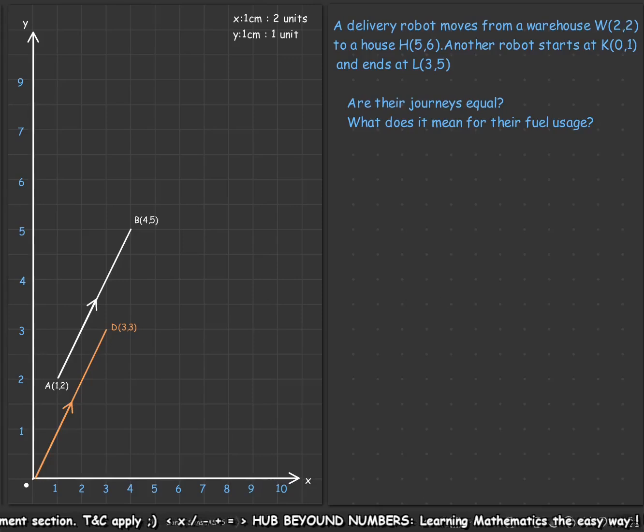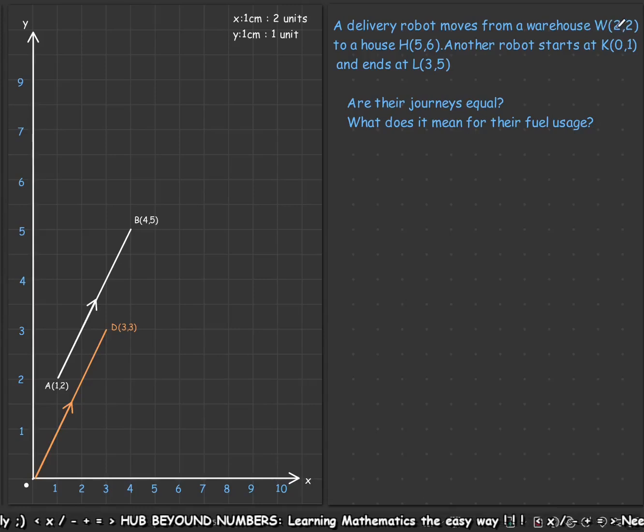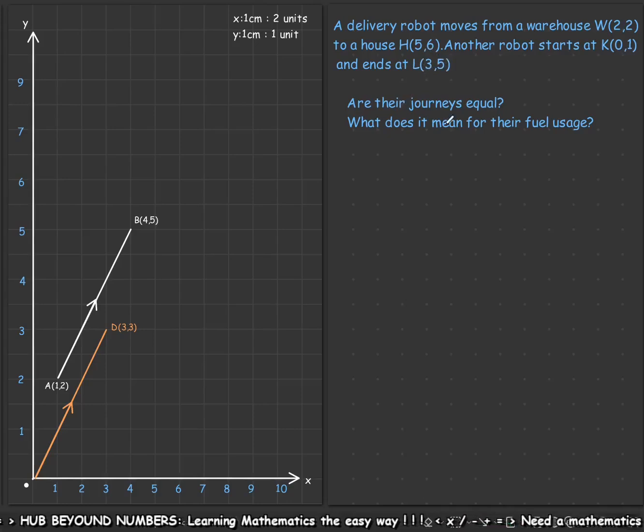Applying the concept, look at this question here. It says a delivery robot moves from a warehouse, W(2, 2), to a house, H(5, 6). Another robot starts at K(0, 1) and ends at L, which is (3, 5). Are the journeys equal? If they are or not, what does it mean for their fuel usage? Let's see if we can write out something that will help us solve this question. Our solution.